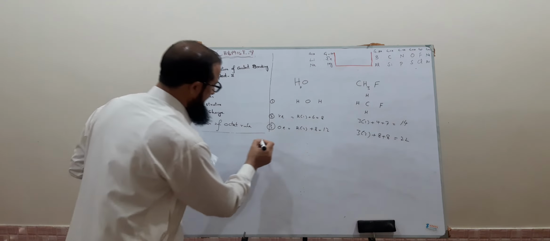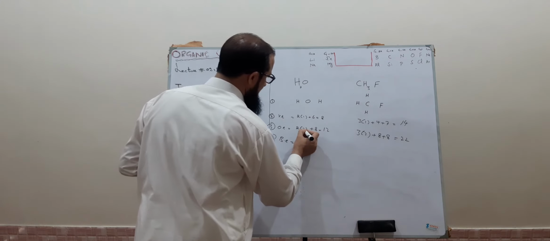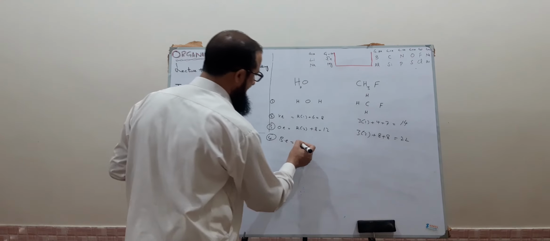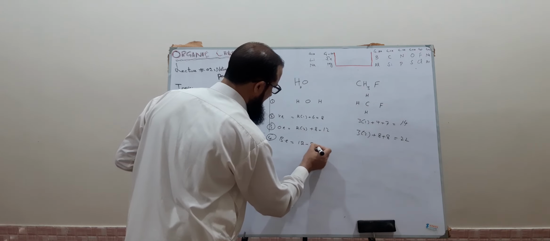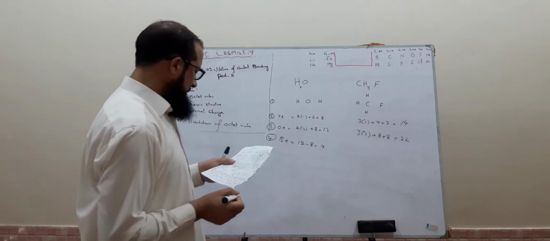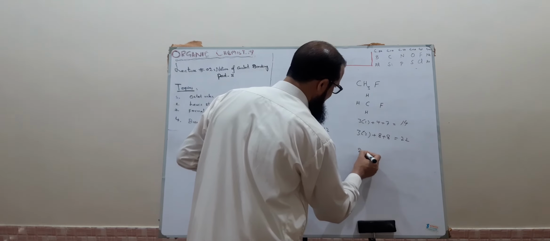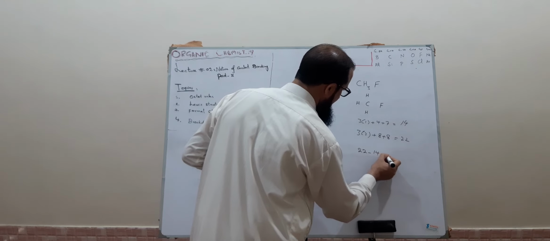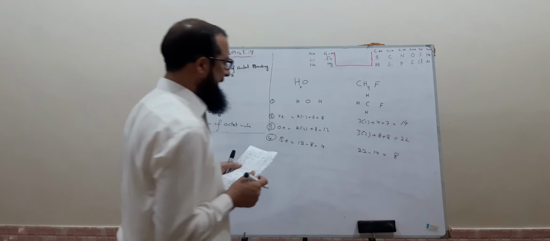Now the fourth step is the bonding electron. So we already know that bonding electron is always the octet electron minus the valence electron. So we have only 4 bonding electrons in the molecule of water. And there is 22 minus 14. So we have 8 bonding electrons.